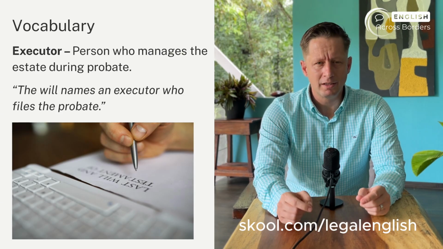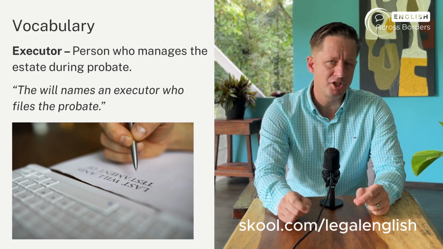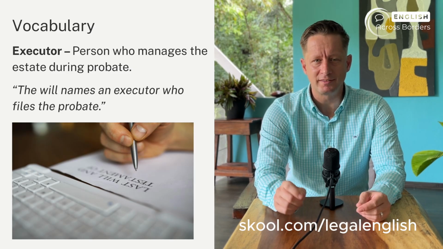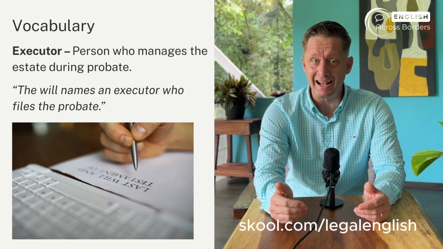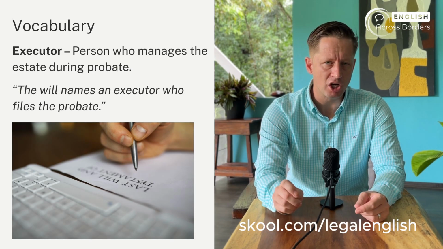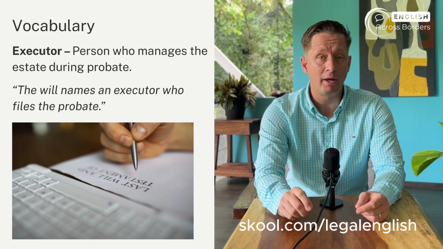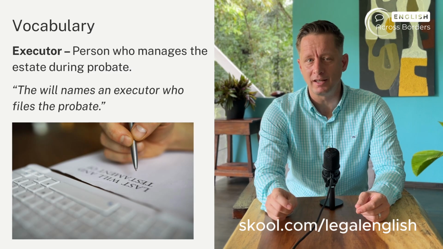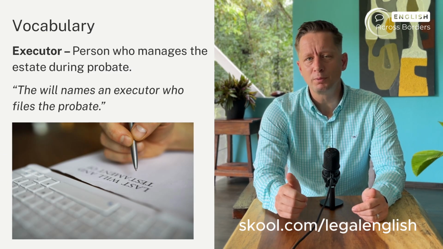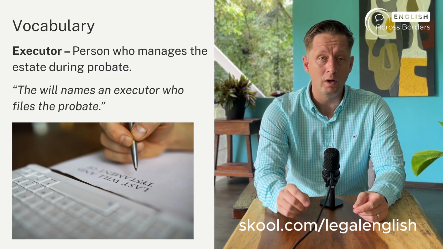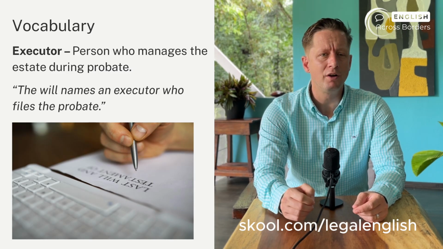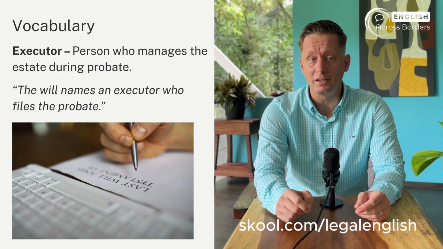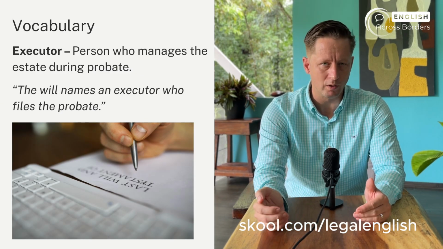An executor is the person responsible for managing the estate after someone dies. For example, imagine a will that says, "I name my brother John as executor." This means John must file the probate, prepare an inventory of assets, pay debts, and then distribute the estate to the heirs. When you explain this in English, you might say, "The will names an executor who files the probate." This shows clearly that the executor has a legal duty to carry out the instructions in the will.